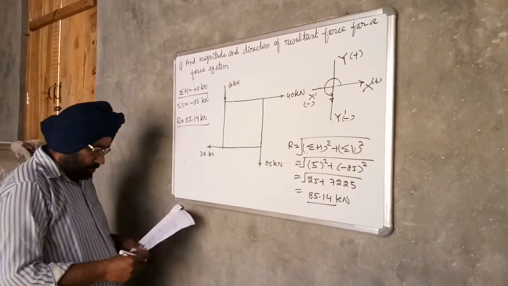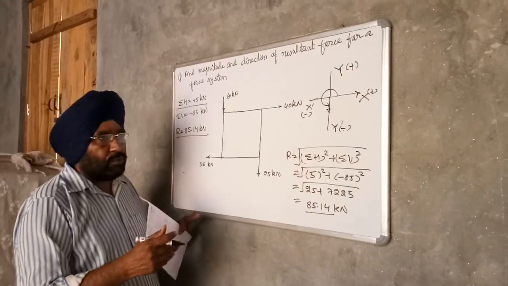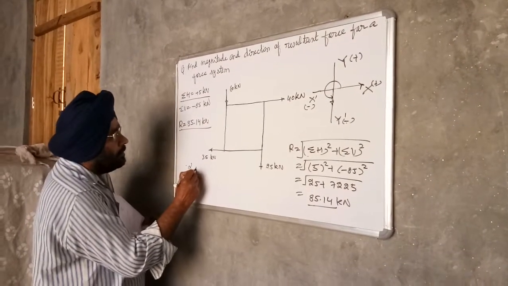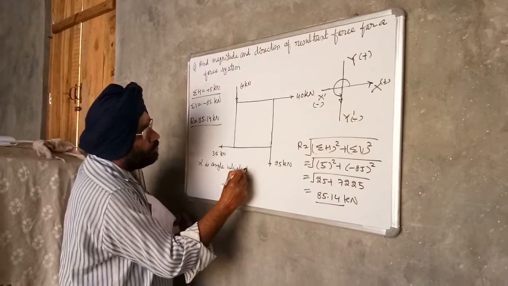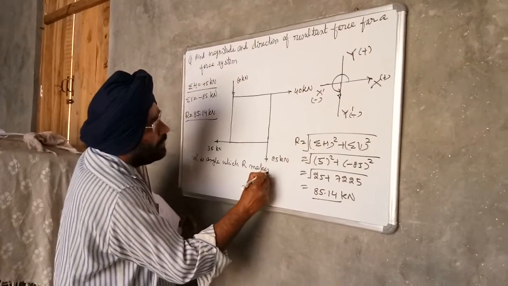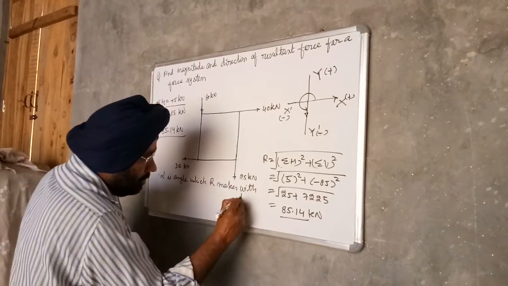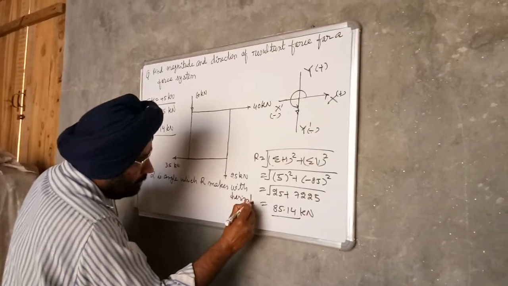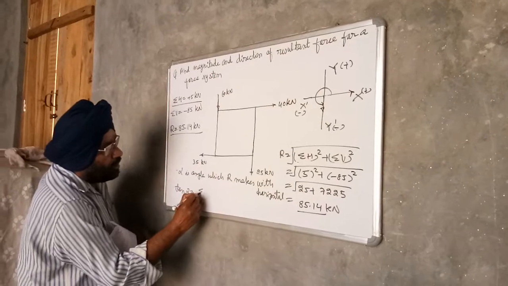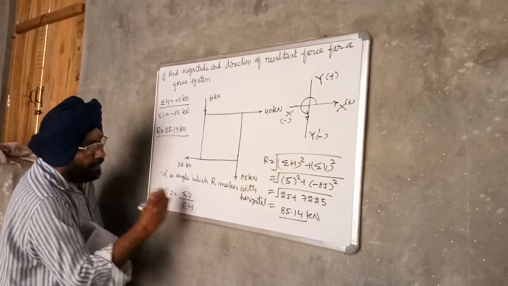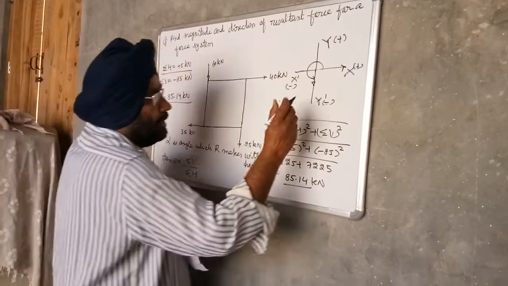So second, the direction of the resultant force. Let alpha be the angle which the resultant force R makes with the x-axis. So alpha is the angle which the resultant force R makes with the horizontal. Then tan alpha is equal to sigma V upon sigma H.